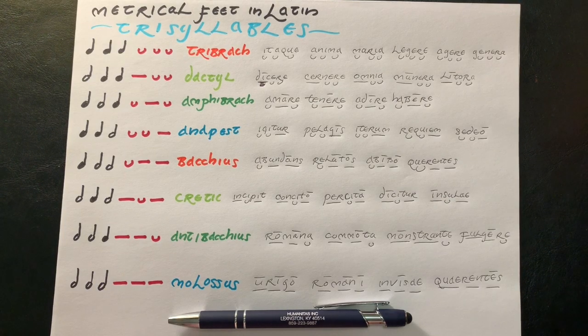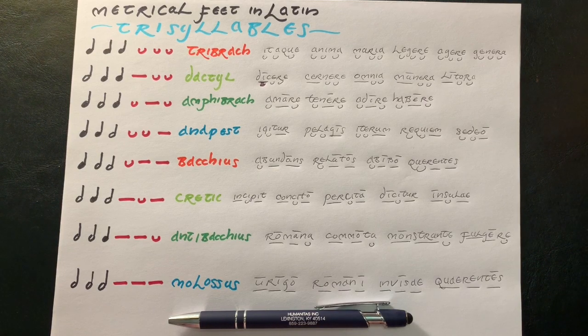And now my challenge to all of you is, in the comment section of this video, write a Latin word that is a tribrach, one that is a dactyl, one that's an amphibrach, one that is an anapest, one that is a bacchus, one that is a cretic, one that's an antibacchus, and one that is a molasses. Do that, and you'll be well on your way to internalizing the inherent metrical nature of Latin rhythm.